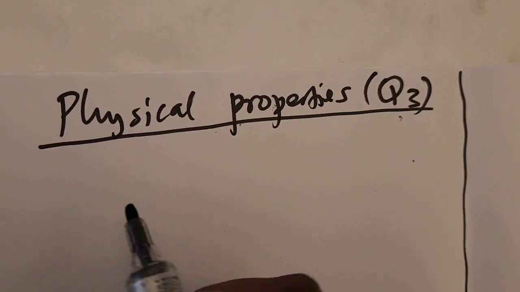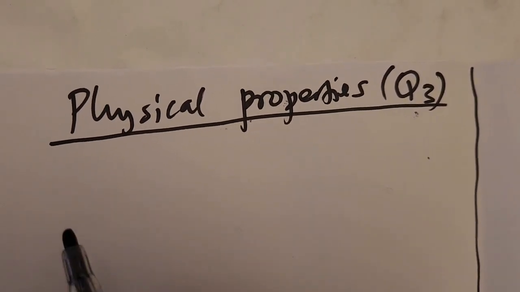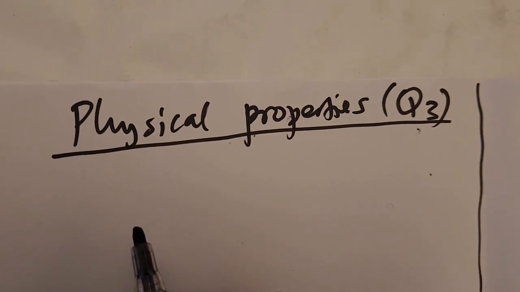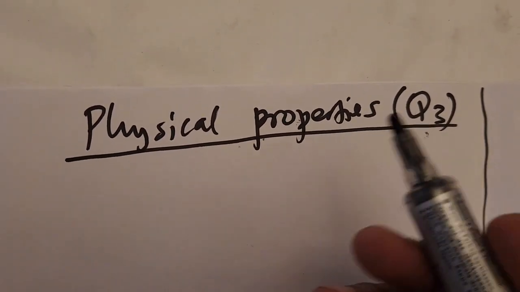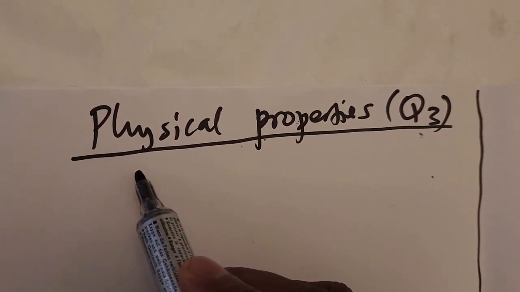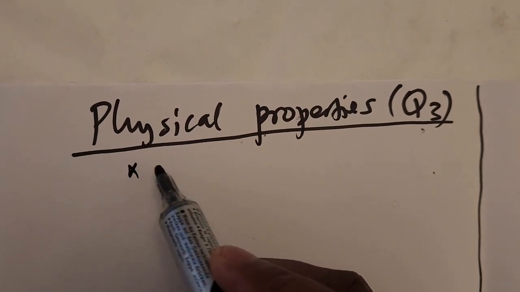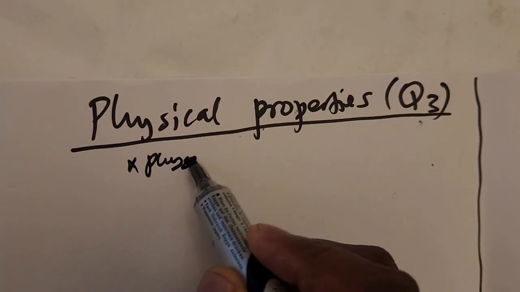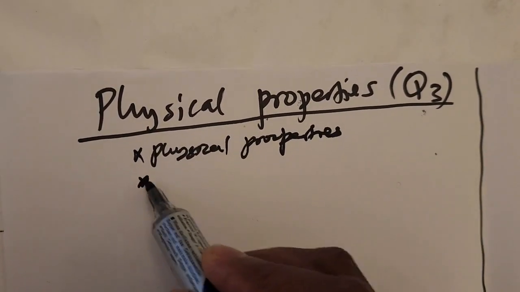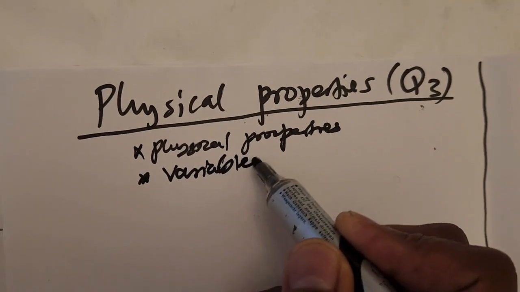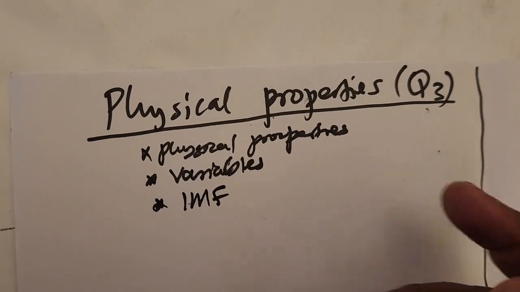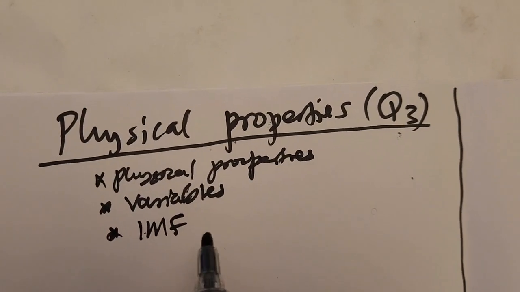Another session of physical sciences, this time around chemistry. Question number 3 in a normal question paper, that is physical properties. Now what we need to know, mainly there are two things here: the physical properties themselves, you need to know those, and then know the variables to answer some few questions. The last one will be about the intermolecular forces, how to use intermolecular forces to explain in this case.